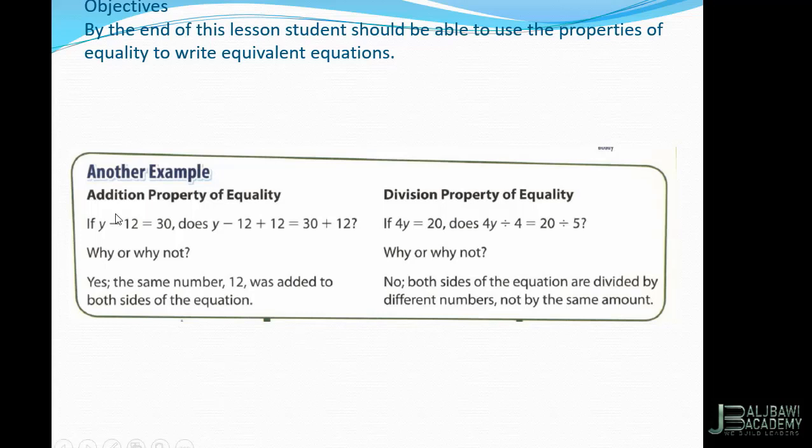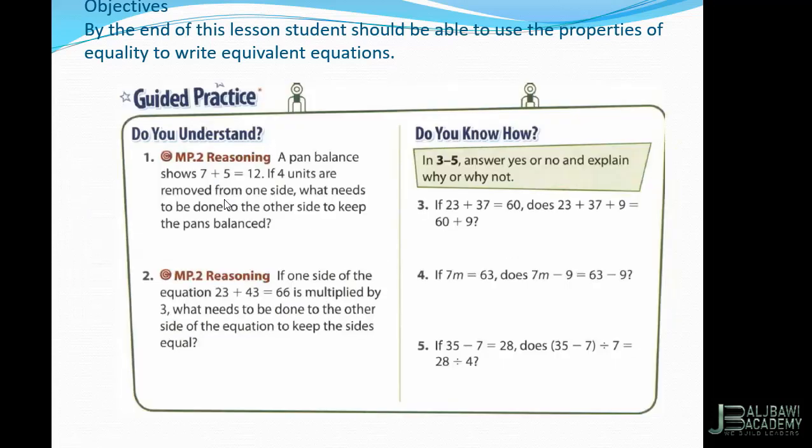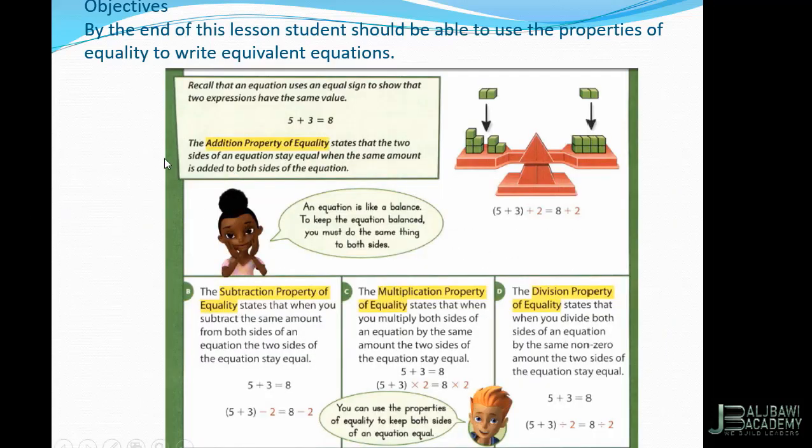Now here we have another example, an example of the addition property of equality. Now let's summarize. The addition property of equality states that the two sides of the equation stay equal when the same amount is added to both sides of the equation. If the same amount is added to both sides, then both sides stay equal. The same can be applied to the subtraction property of equality. If we subtract the same number from both sides, it's correct, and the same for multiplication and division.